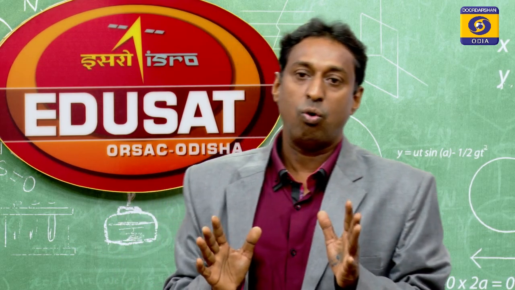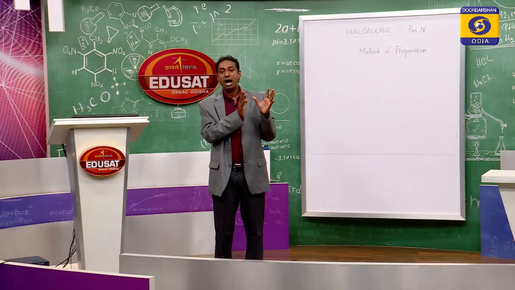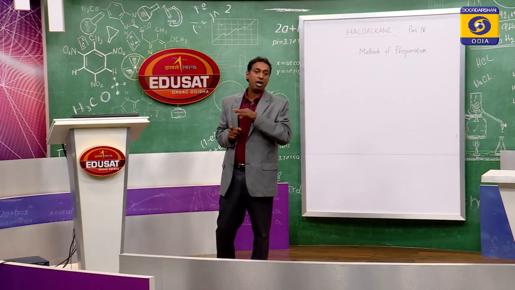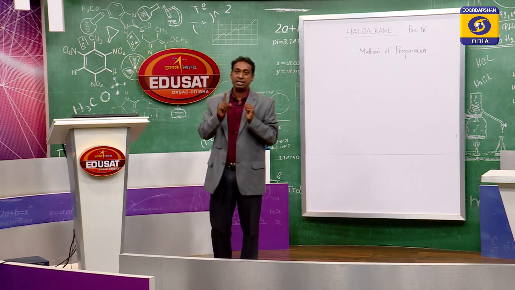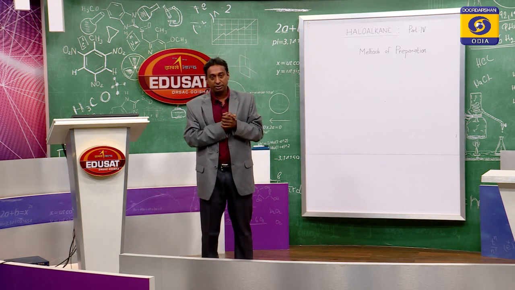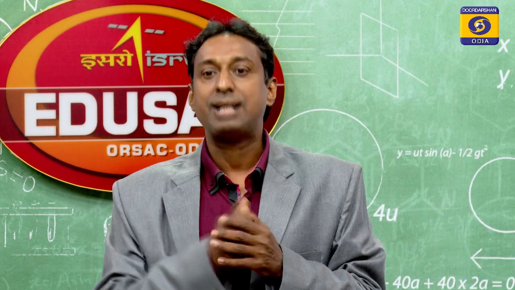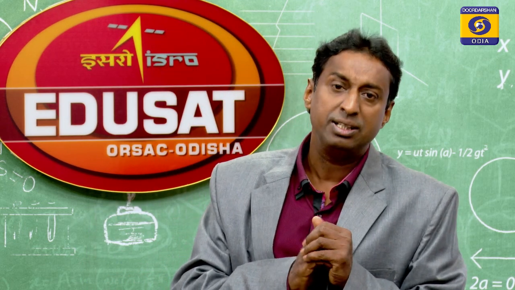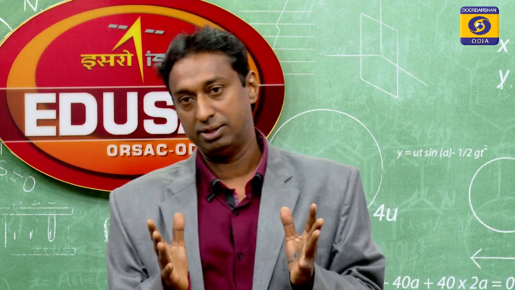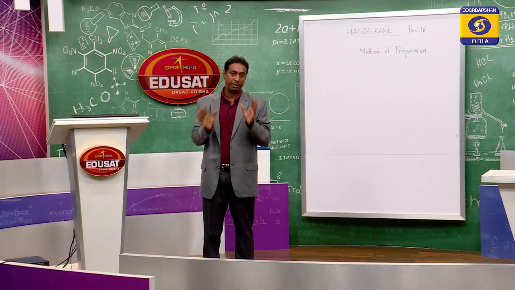So, students, till now what we have discussed? We have discussed the preparation of haloalkane from alcohol by using the hydrogen halide method, HX method, then by using the PX5 or PX3 method, and also by using the thionyl chloride method. From these three, the thionyl chloride is the best one to prepare.